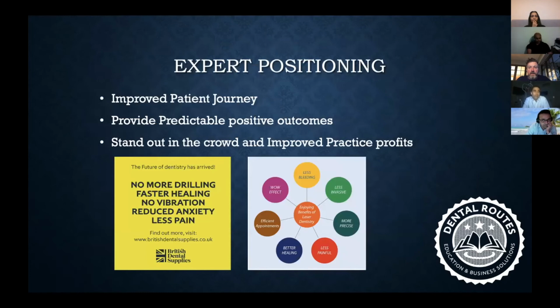Overall, I feel having incorporated dental lasers into routine clinical practice, and my patients having become aware of this, has helped me to position myself as an expert laser dentist in my local community, and has shown improved patient journey, providing predictable positive outcomes. As Kaushik mentioned, a lot of my patients come back to me saying that they're happy with the care we provide and want to continue with us.